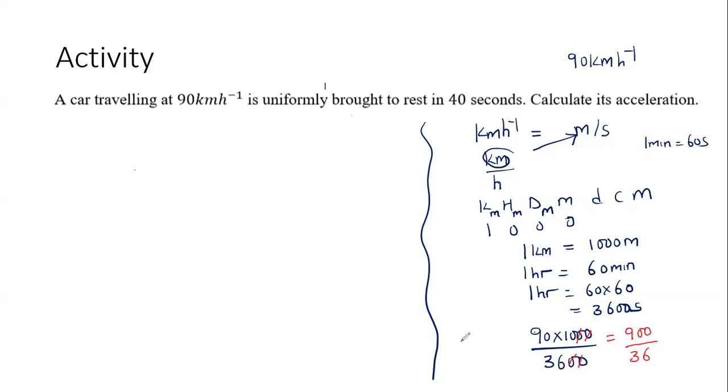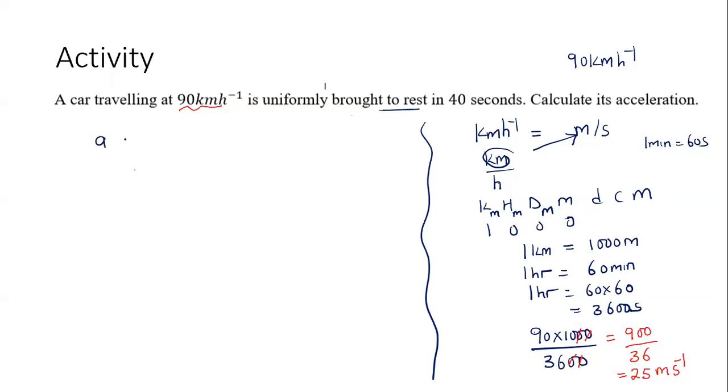So then you place your calculator. Then you say 900 divided by 36, which will give me 25 meters per second. So it means that the speed that the car is traveling with is 25 meters per second. And they told that it is uniformly brought to rest. Members, when it is brought to rest, like we have said, our final velocity is going to be 0. And now they're asking for acceleration.